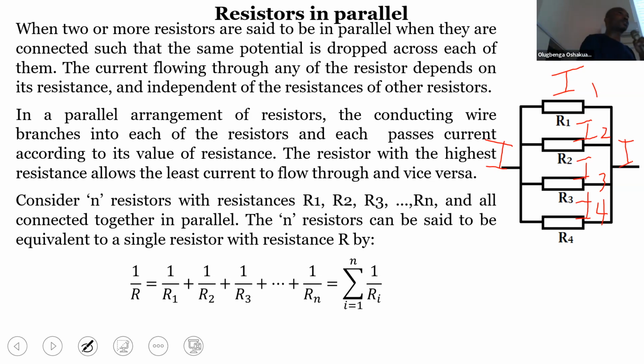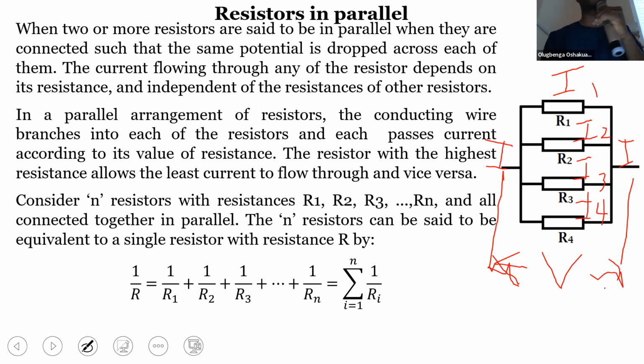Just like in series combinations the same current flows through, in parallel the quantity that is common to them all is voltage V. The same potential difference drops across them. Also, when you connect your voltmeter across R1, you will definitely have the same value as when you connect it across R2 or across R3 and R4. So the same potential drops across them.